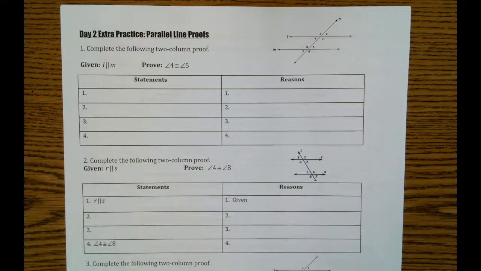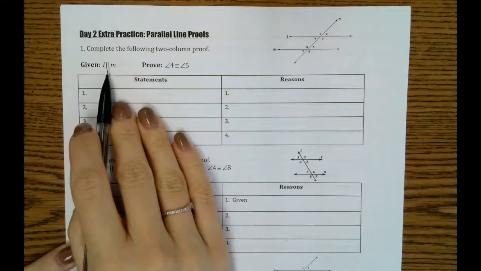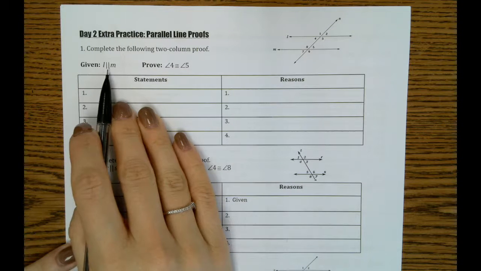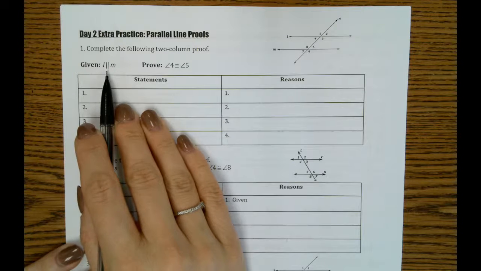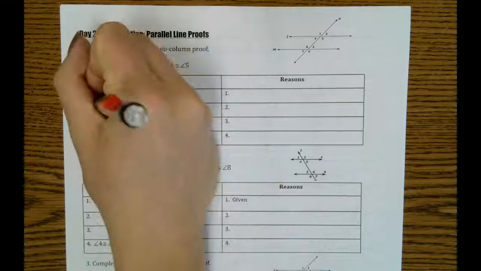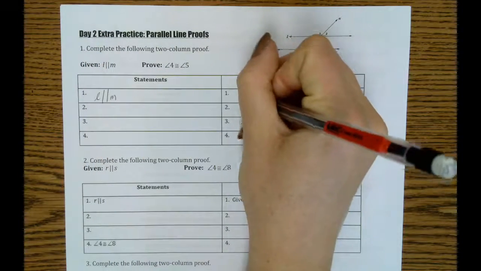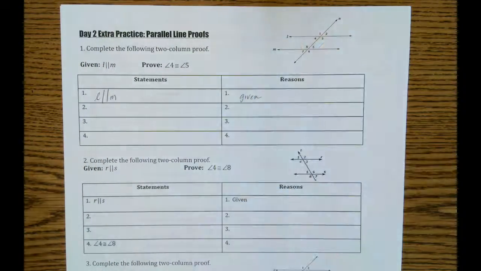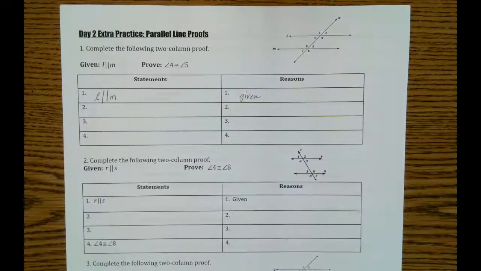Okay, group, this is our day 2 extra practice for our parallel line proofs. And so here we are proving that angle 4 is congruent to angle 5 given that line L and line M are parallel. So line L parallel to line M will be our first statement with the reason that it was given.